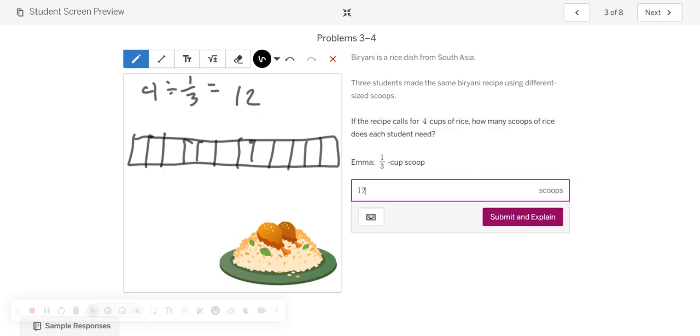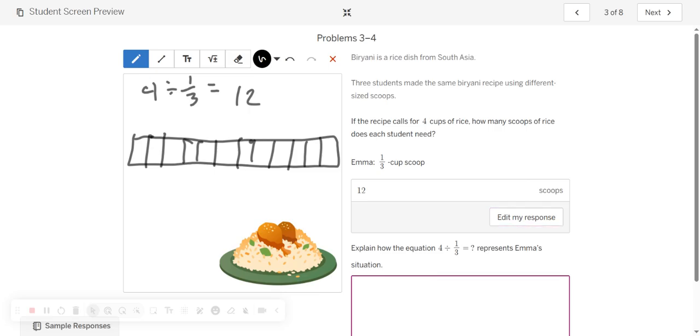That is totally different than 1/3 divided by 4, because I'm just going to do 4, each piece has 3, so 4 times 3 equals 12. Next.